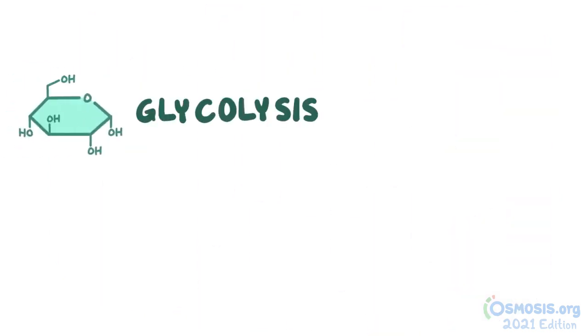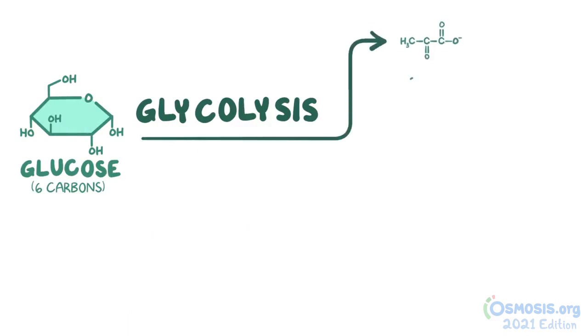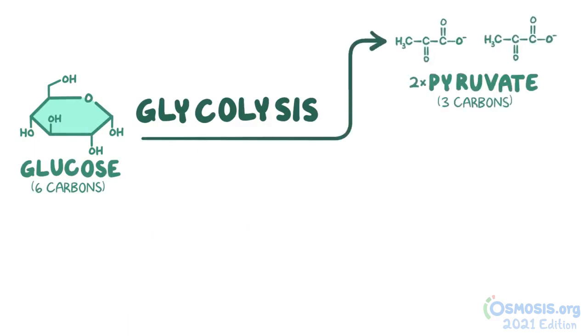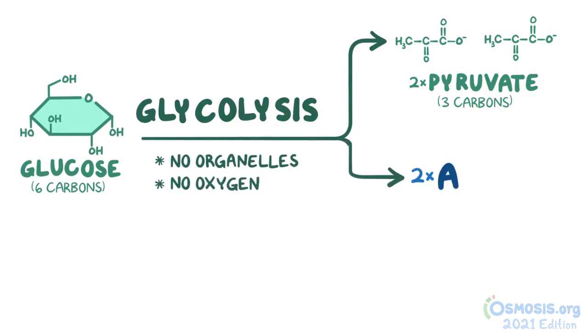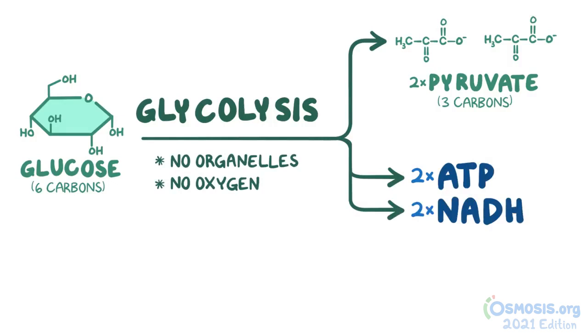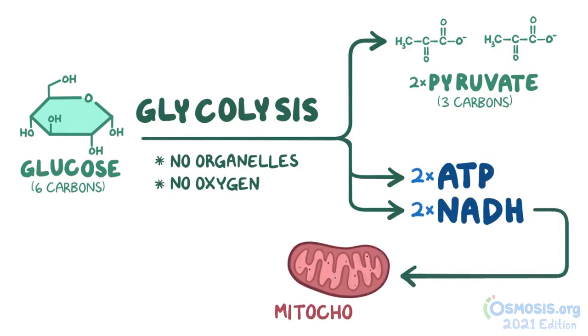Alright, as a quick recap. Glycolysis breaks down a 6-carbon glucose molecule into 2 3-carbon pyruvate molecules, without the use of any organelles or oxygen. Overall, there's a net production of 2 ATP and 2 NADH molecules, which in the mitochondria make roughly 3 ATPs per NADH.